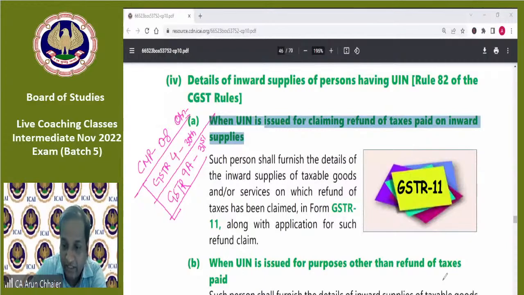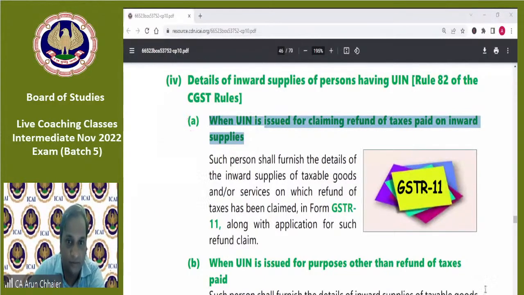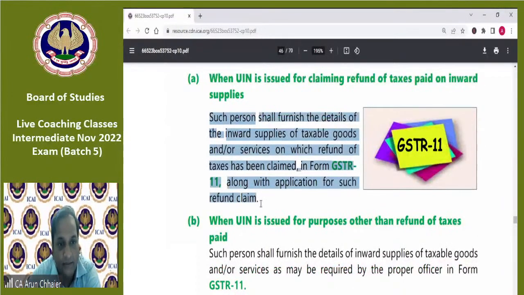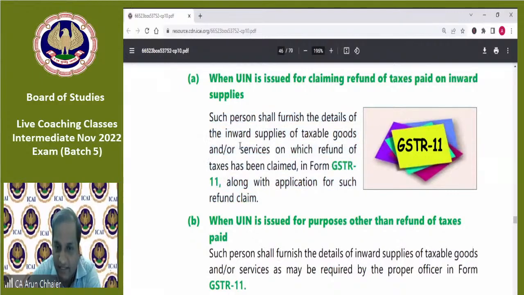Pooja, I mean to say that you have to mention both the returns. I have not explained any of the comparison. Then UIN is required to file the GSTR 11.